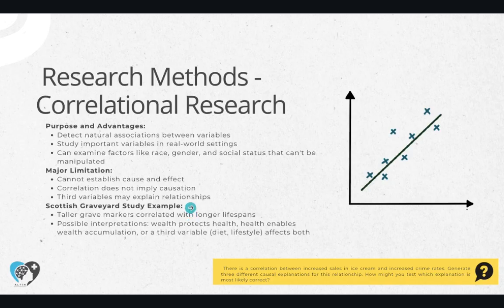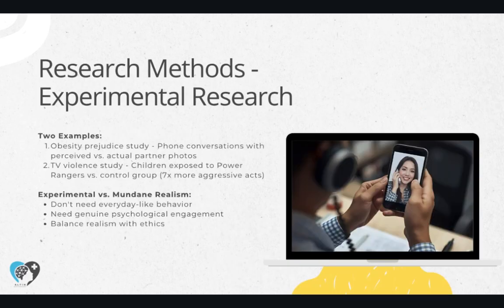Okay? An example is the studies on obesity prejudice. The researchers had people talk on the phone. And then, while they're talking on the phone, they look at a picture.